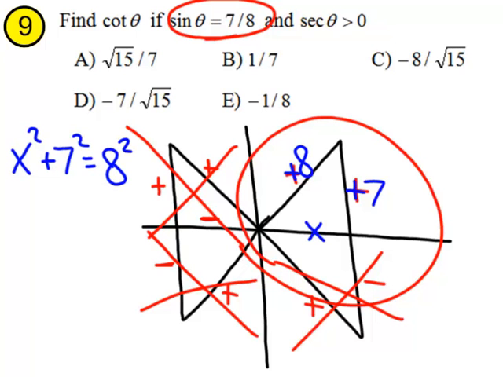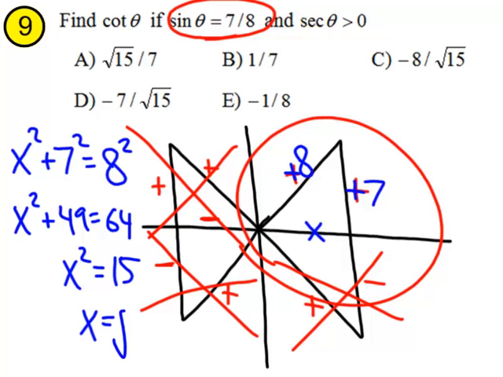I do find a lot of students kind of mess up the Pythagorean theorem in various ways. If you're not 100% confident in that, please follow up. x squared plus 49 equals 64. Subtract 49 from both sides, get 15. x equals positive square root of 15. We had earlier determined that x must be positive. So square root of 15.